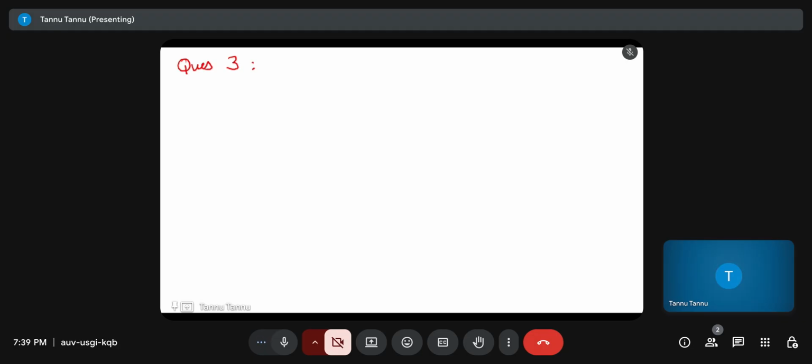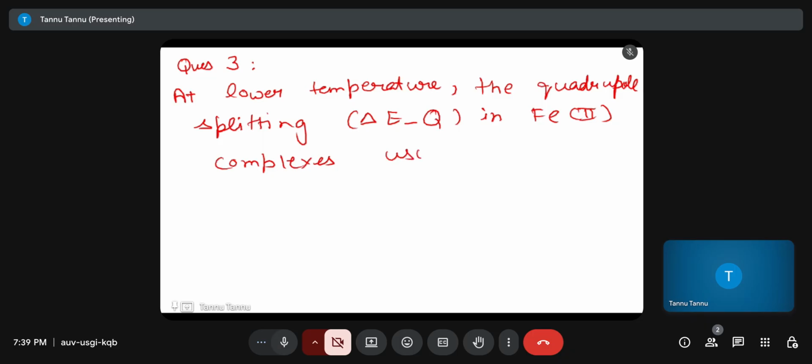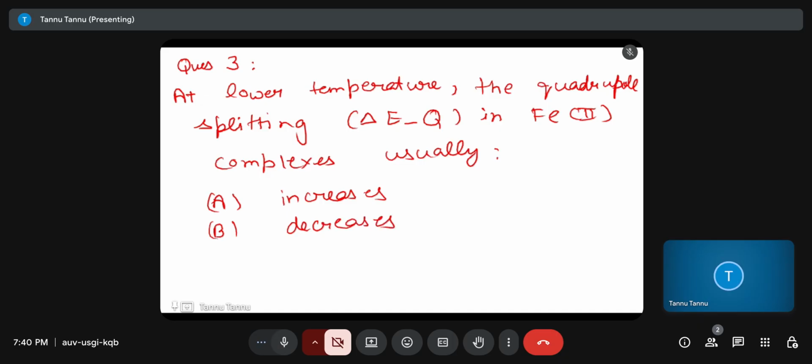Question 3 is, at lower temperature, the quadrupole splitting delta E Q in Fe2+ complexes usually A increases, B decreases, C remains constant, or D changes sign.